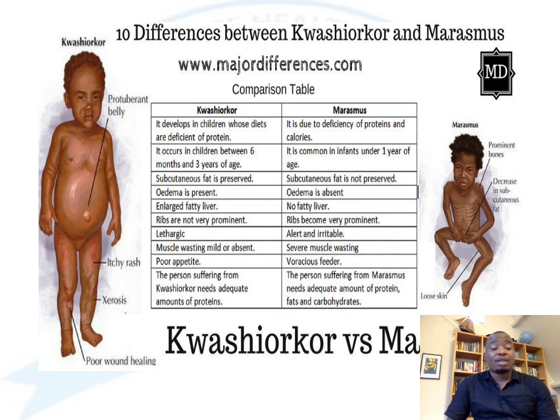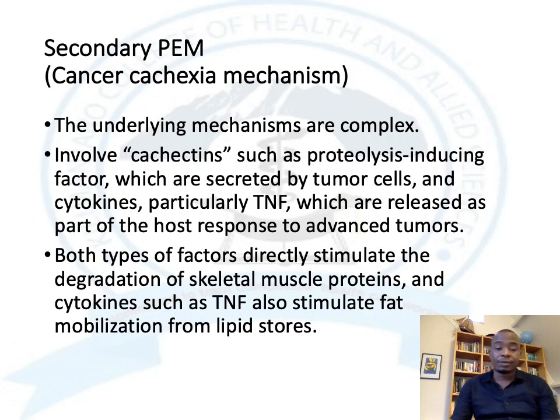There is a poor appetite in kwashiorkor, but when you come to marasmus, they have a very high appetite, and they eat too much. So the person suffering from kwashiorkor needs an adequate amount of protein, but for marasmus, they need adequate amounts of protein, fat, and carbohydrates. So you can see the demand for people who have marasmus is higher than the demand of people who have kwashiorkor, besides the fact that they have a common denominator, which is protein.